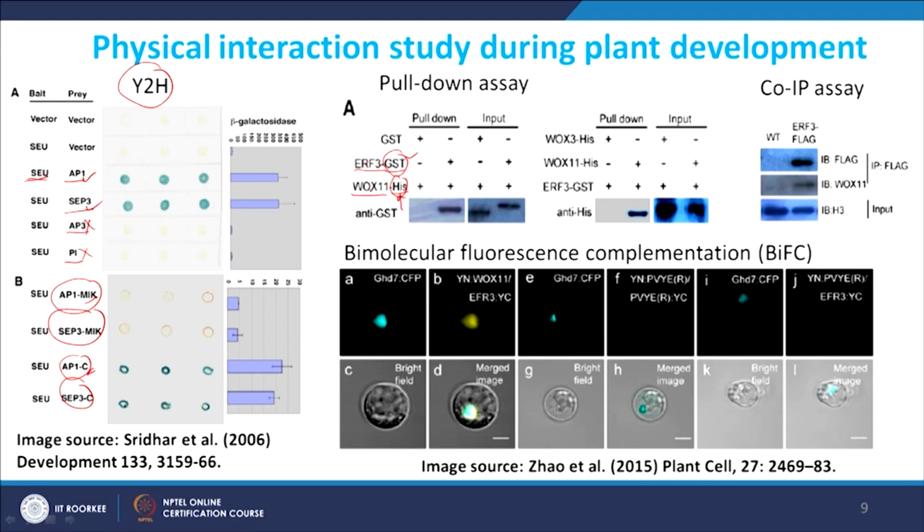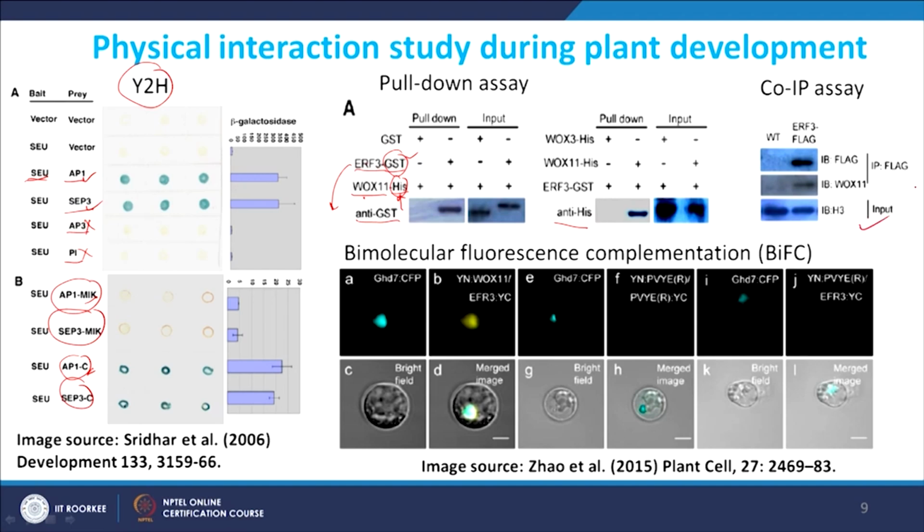So, if ARF3 and VOX11 are interacting, then if you pull down ARF3, you can detect VOX11. If you pull down VOX11, you can detect ARF3, and this is the in vitro way of doing the detection. And here you can see that whether you use anti-GST or anti-His, in both cases you can detect the pattern.